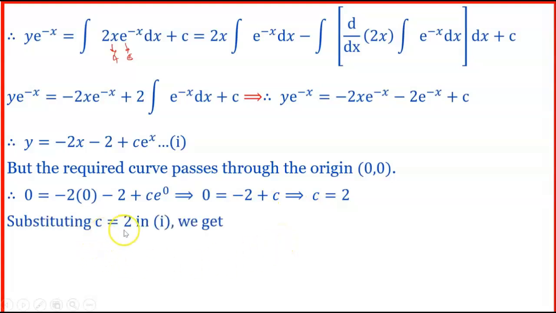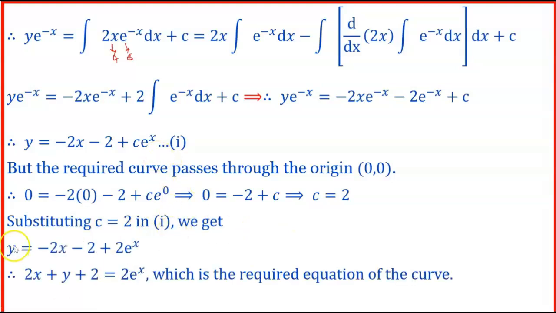Substituting c is equal to 2 in 1, you will get y is equal to minus 2x minus 2 plus 2 into e raised to x, and hence we can write in this manner also. Therefore, 2x plus y plus 2 is equal to 2 into e raised to x, which is the required equation of the curve.